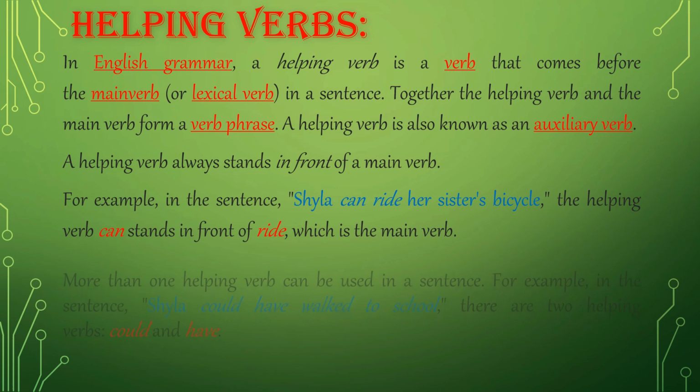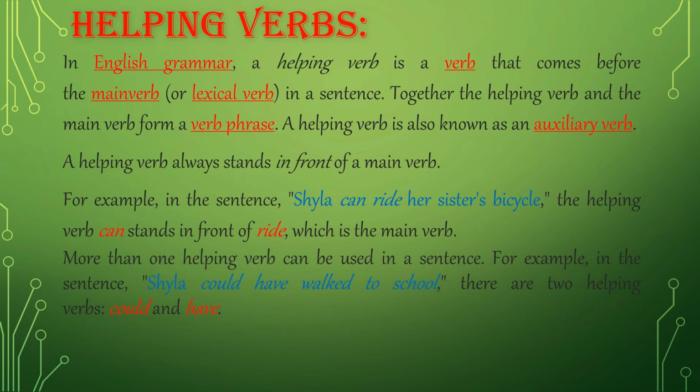Modal auxiliary or auxiliary. More than one helping verb can also be used in a sentence. For example, in the sentence, Shaila could have walked, walked is the main verb. Have and could are the auxiliary verbs. They are two helping verbs, could and have. Helping verbs are the auxiliary verbs also. To be, to do, to have. To be is a linking verb. To do is an action word, and to have and modals we can use as helping verbs.